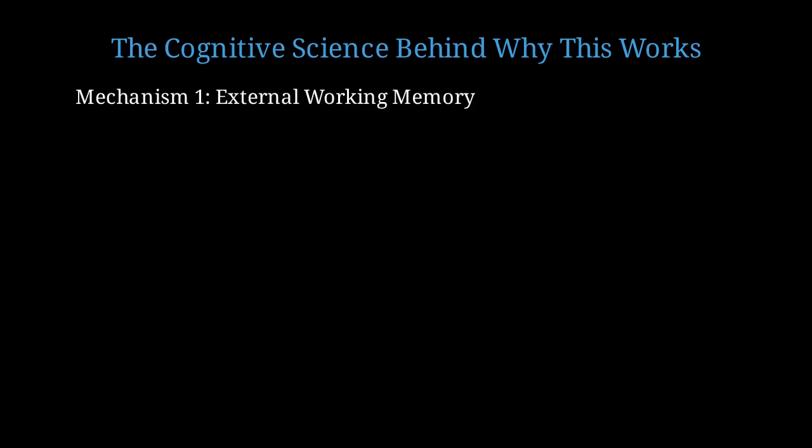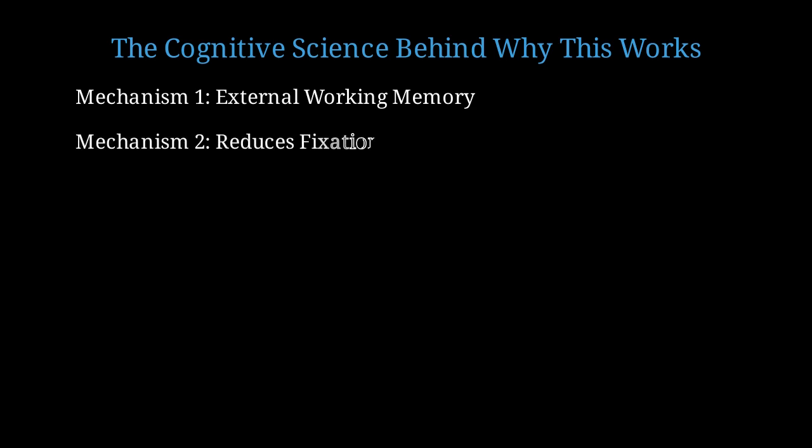Let's dig into the cognitive science explaining why this approach is so effective. There are 3 key mechanisms at play. First, the AI acts as external working memory. Human working memory can hold about 4 chunks of information. By offloading idea generation to AI, we free up cognitive resources for evaluation and pattern recognition.